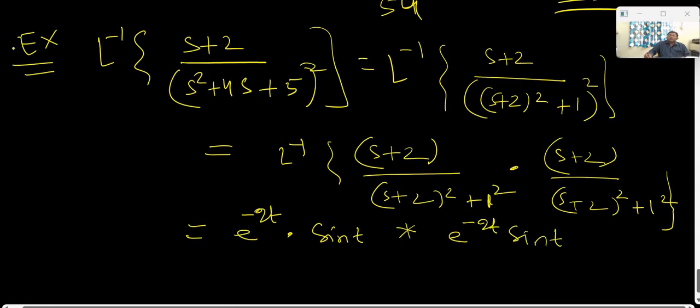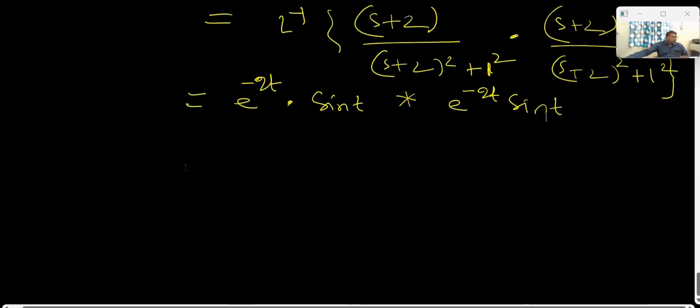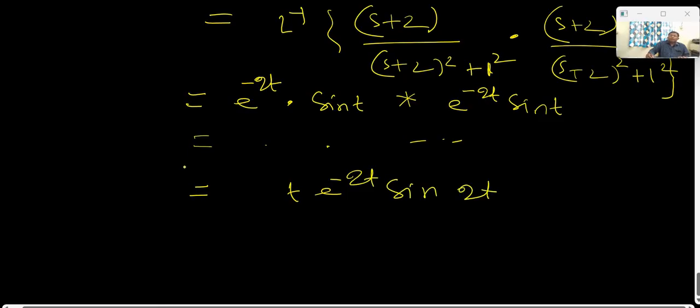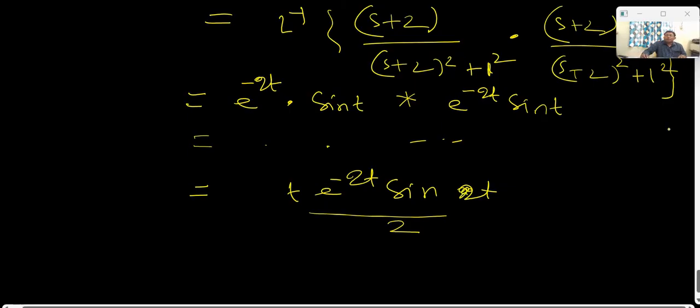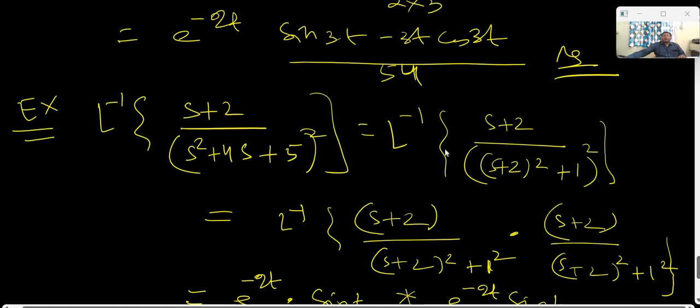Now in the previous way you solve it to get the outcome. You can solve it in the previous way and the answer will be t e to the power minus 2t sin 2t by 2, right? So if you solve it, you will get sin t convolution e to the power minus 2t sin t.